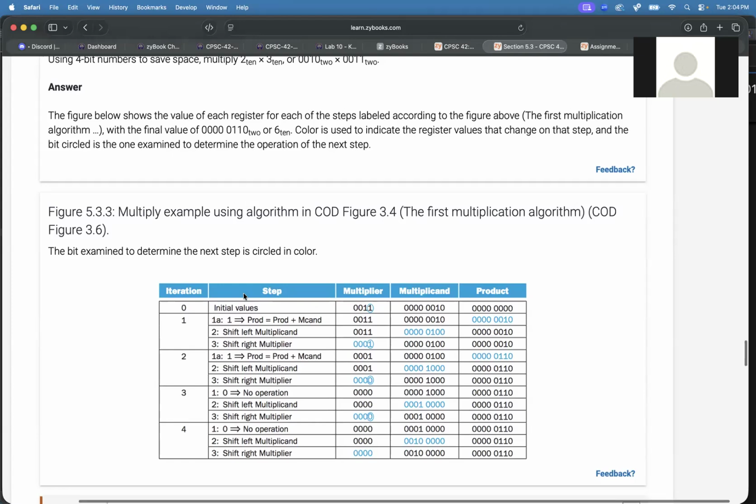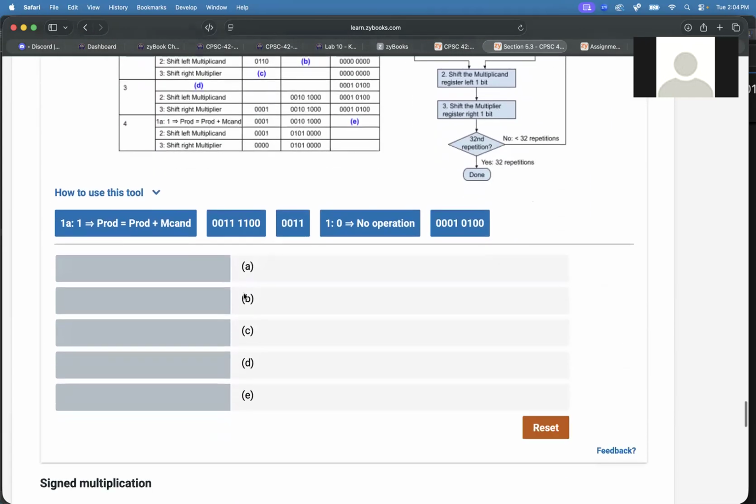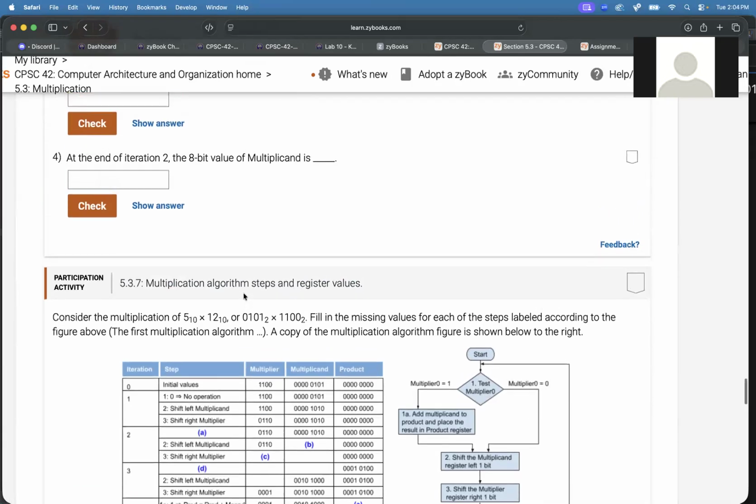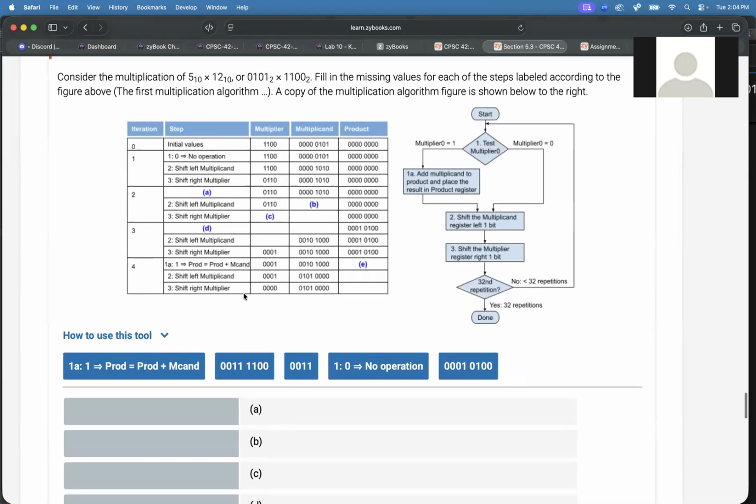All right. So let's see here. So they want us to kind of trace through this and see if we can. So let's try to do this.